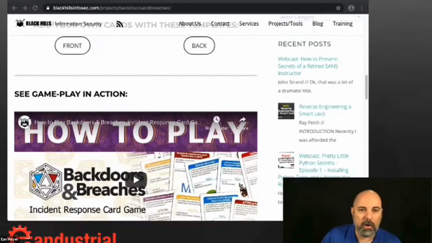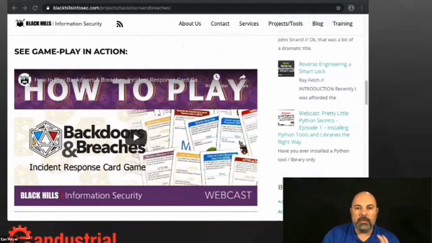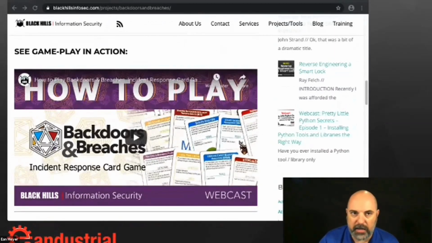And you can read more about Backdoors and Breaches on this website, but we're going to cover the basic rules and what we do tonight. And there's 5 of you on, and we'll get you to kind of introduce yourselves and say hi here in a second, that are actually going to play the game tonight. And we're going to play it.